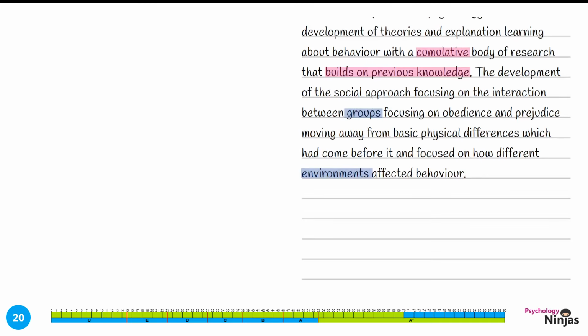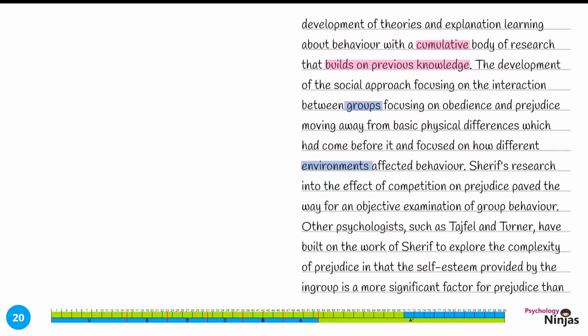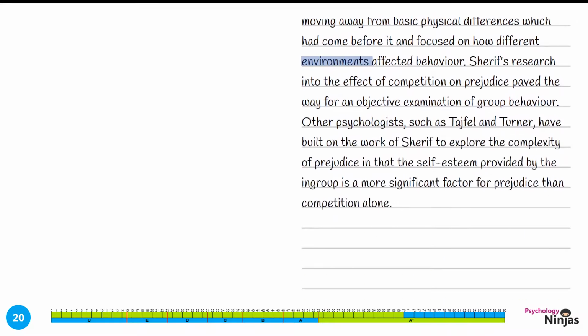We then want to illustrate with some examples. Sharif's research into the effect of competition on prejudice paved the way for an objective examination of group behaviour. Other psychologists, such as Tajfel and Turner, have built on the work of Sharif to explore the complexity of prejudice, in that self-esteem provided by the in-group is a more significant factor for prejudice than competition alone.